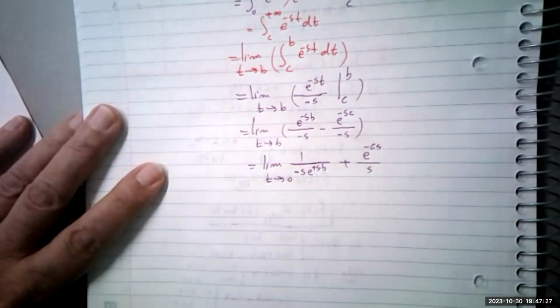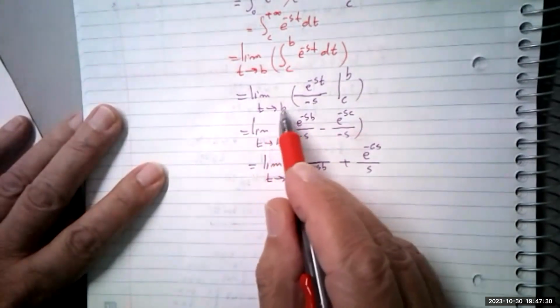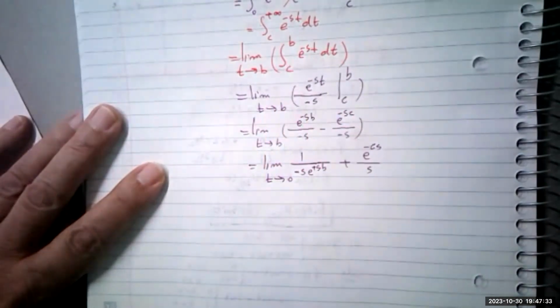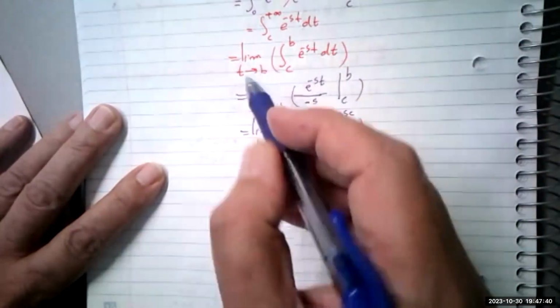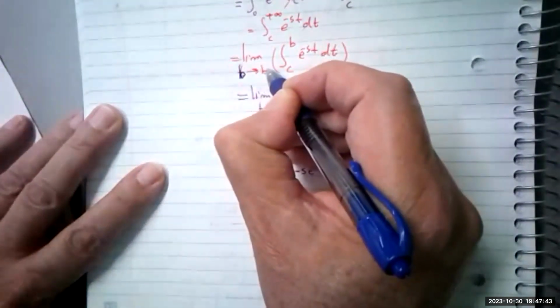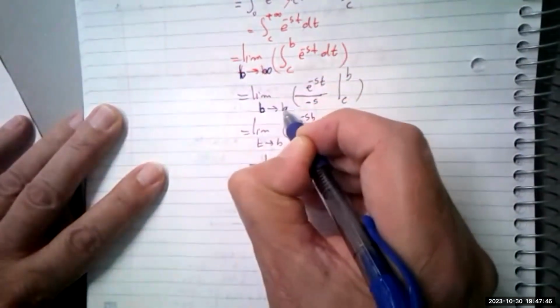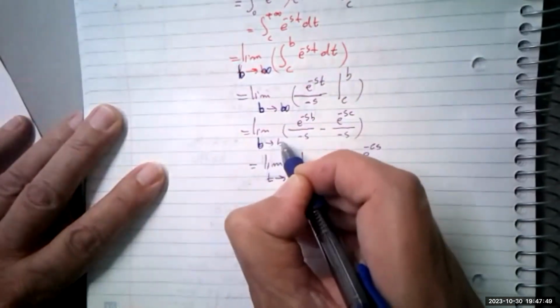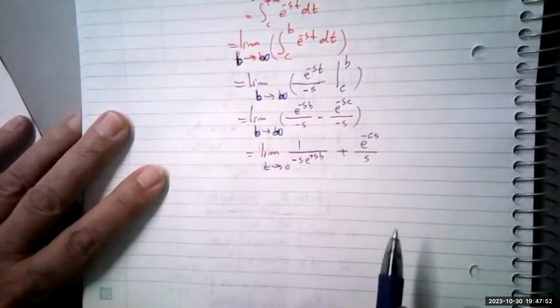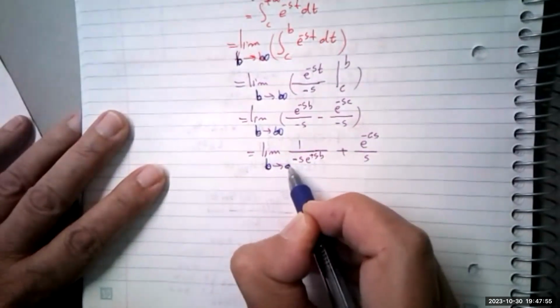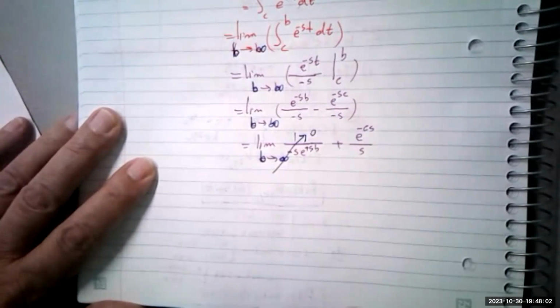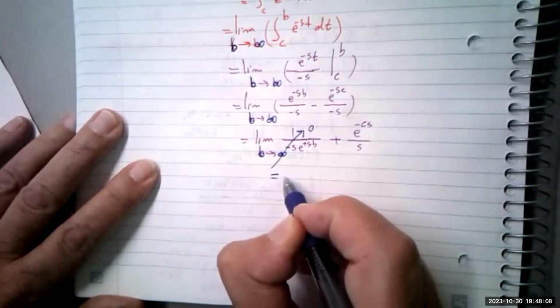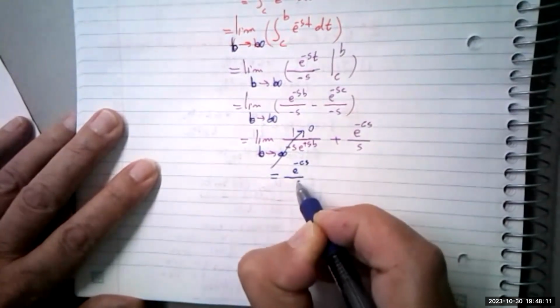I'm sorry, I just missed a notation here. It's not t, it's going to be b. B goes to infinity, because you replace the infinity by b. Okay, that's it. This would be 0 now because e to the sb is infinity in the denominator and on top is a constant. So that gives you 0. The result is e to the negative cs over s.